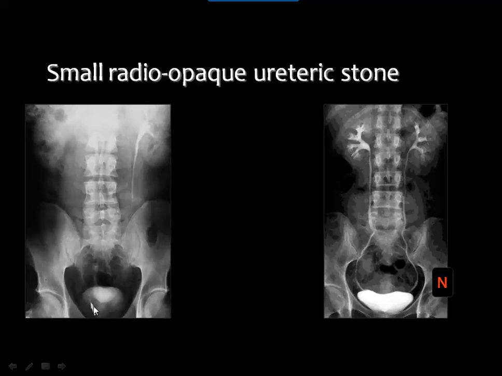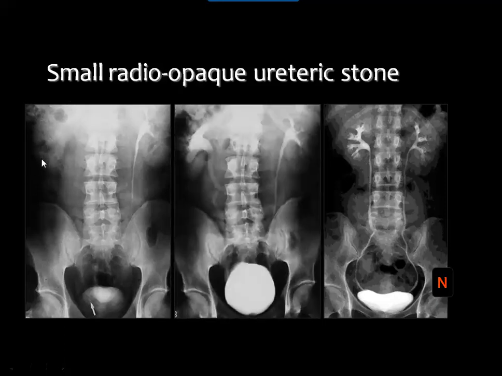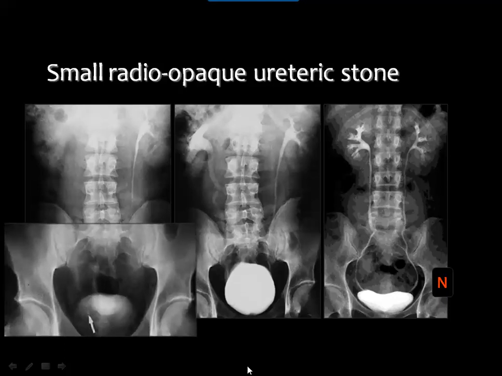In this particular example, you see a very small stone at the terminal part of the right ureter with persistent nephrogram, and if you wait for some time, you see the excretion of contrast within the distended pelvicalyceal system as well as the ureter. But at that time, you are not able to see the stone because it will be masked by the filled bladder or the distended urinary bladder. One of the ways is to evacuate the bladder and to look once more for the calculus itself.